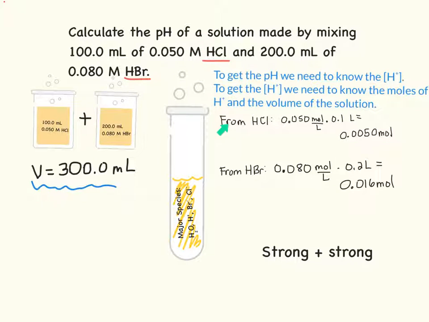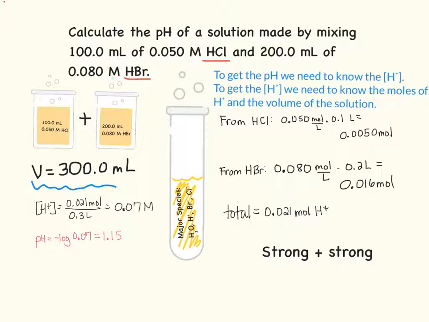So using each one, the molarity times the volume of each one will give us moles of hydrogen ion. Do that for both of them. We can easily get the total now. That's a total of 0.021 moles of hydrogen ion. Take that with our total volume of 0.3 liters, and we have the molarity. That gives a molarity of hydrogen ion of 0.07 molar. And you know what to do to get the pH. So we have a pH of 1.15.